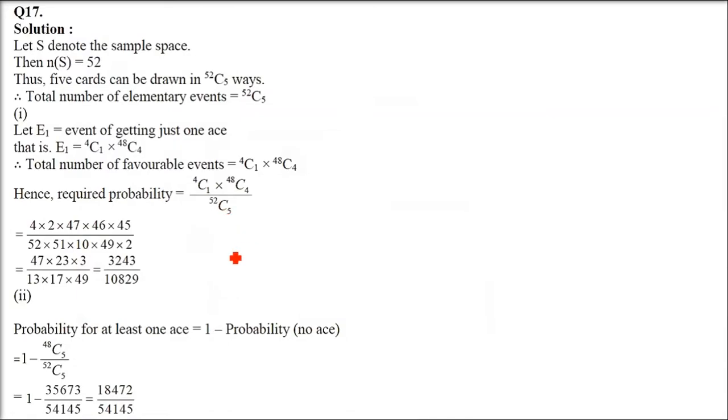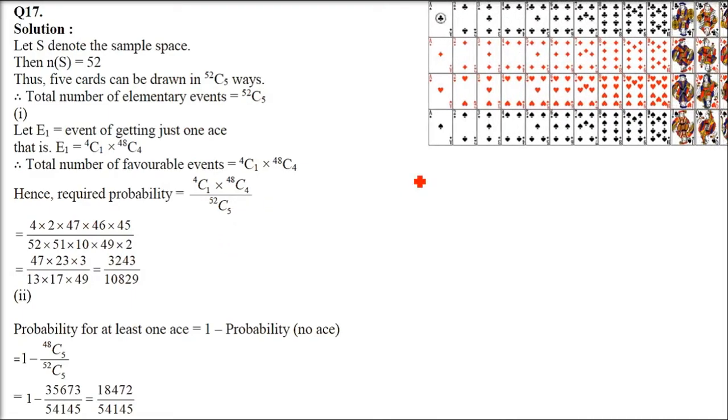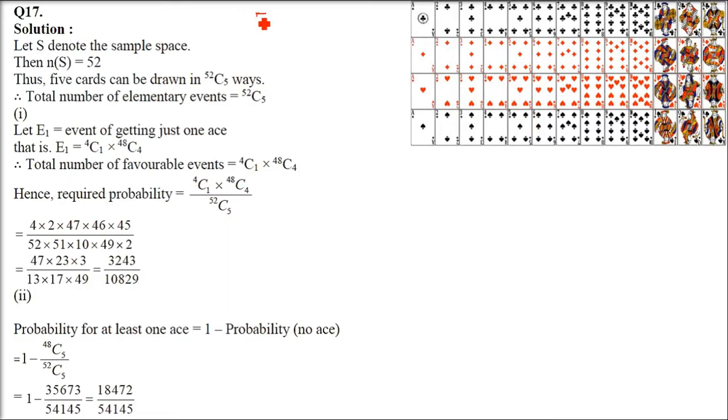Now question number 17. 5 cards are drawn from a pack of 52 cards. What is the chance that these 5 will contain just one ace? At least one ace. So just one ace. There are 52 cards. How many aces are there? There are 4 suites, and in every suite we get one ace. So in all there are 4 aces.